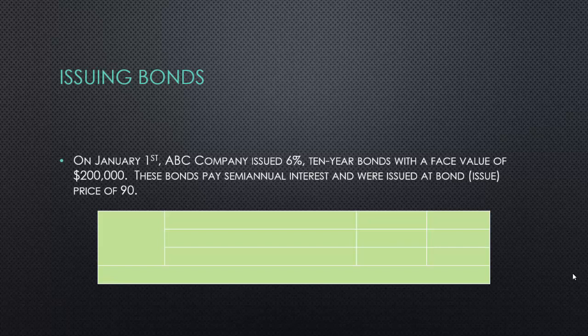So in our example, on January 1st, ABC Company is going to issue 6% 10-year bonds, and these bonds have a face value of $200,000. They pay interest semi-annually, and they're being issued at a price of $90.